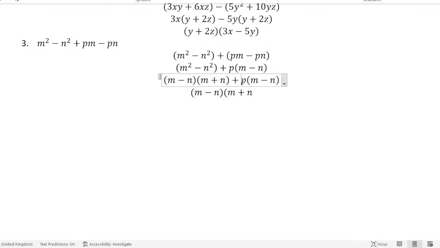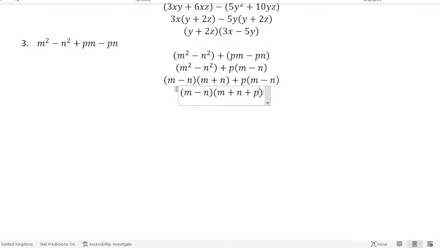Then we have again plus p. So this will be the final answer: m minus n into m plus n plus p. So with this one we have fully factorized it.